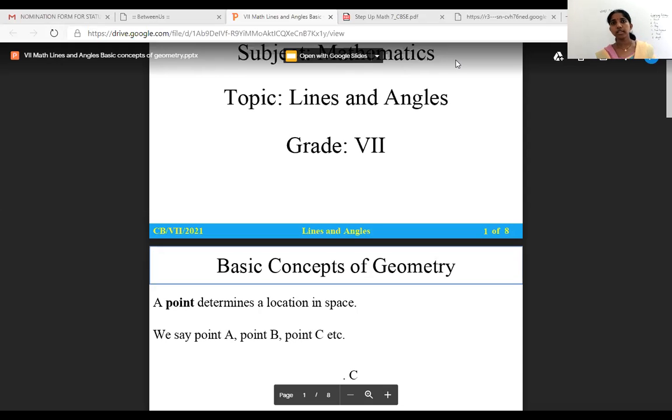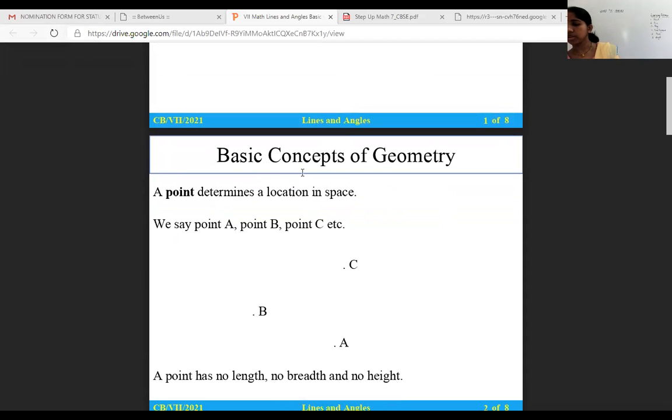So here is the PPT. Just go through it. First, we are going to learn about the point. You all know what a point is. Point means that location, where you have to reach. Here there is a point, here there is a point. A point is a location. This we say is point A, this is point B, this is point C.